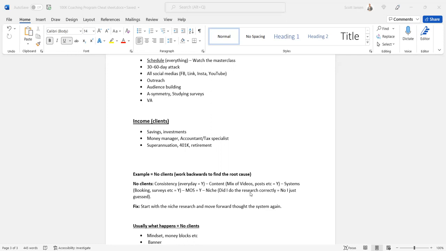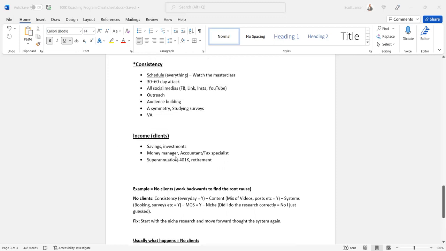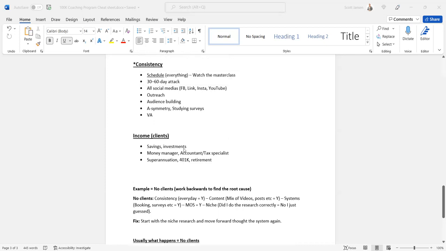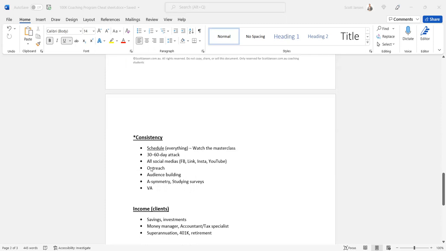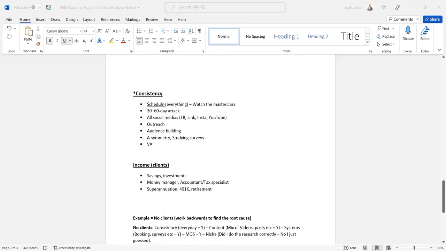So here's an example, guys: work backwards. You've got to figure this out for yourself. Let's say I've got no clients, so I work backwards to find the root cause. I can skip the income thing because I'm not getting any clients. Consistency: am I doing the right content every single day, bar none? Am I doing it the most amount that I can? Yes or no? Let's say, for example, I'm saying yes here. I'm doing all the consistency, social media outreach, audience building as best I can. All of the content, I'm doing videos, I'm doing testimonials like Scott, I'm spamming everything. I show up every couple of hours.